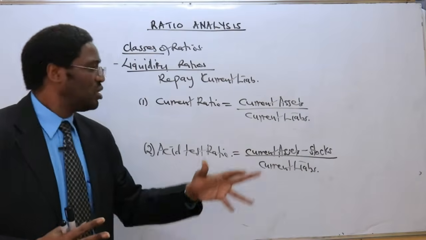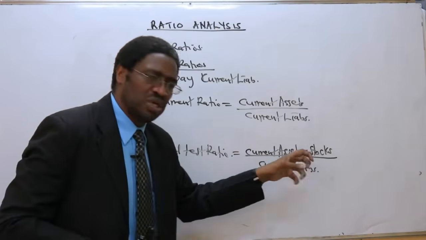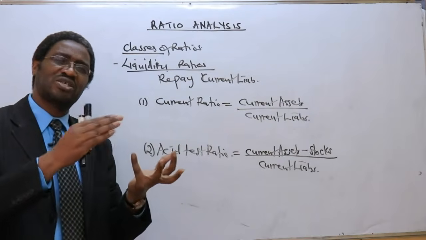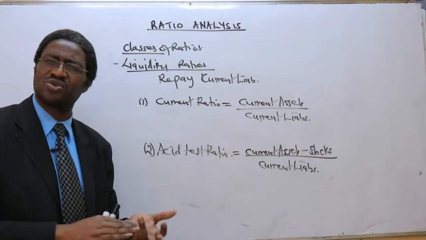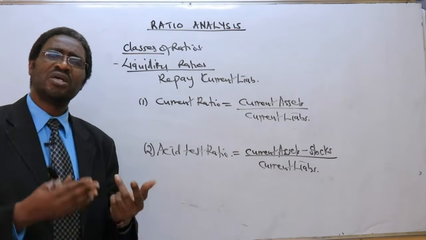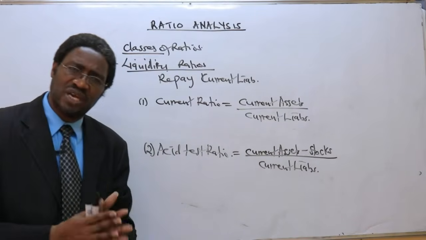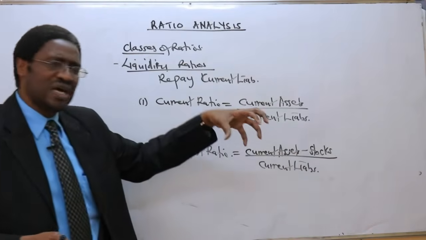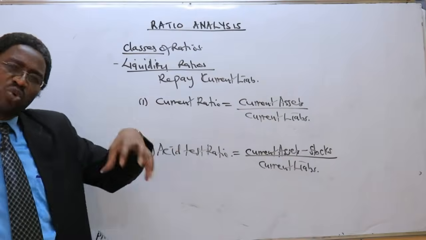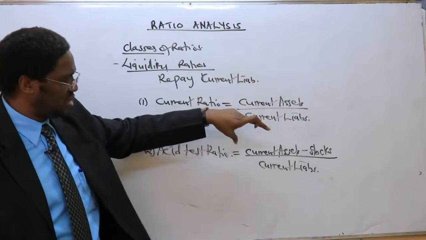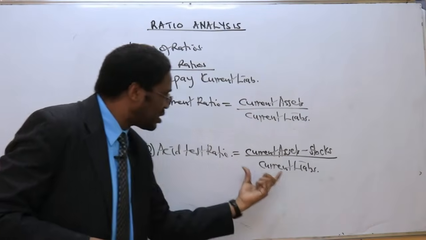Most liquid, that means you remove stocks, because stocks can take a bit of time before they are sold. But cash which is in the bank or cash in hand is already liquid. Money in the bank is already liquid. Debtors normally take you a shorter time to pay you. So among those others, apart from stocks, those are considered to be more liquid. So you compare your more liquid current assets with the current liabilities.